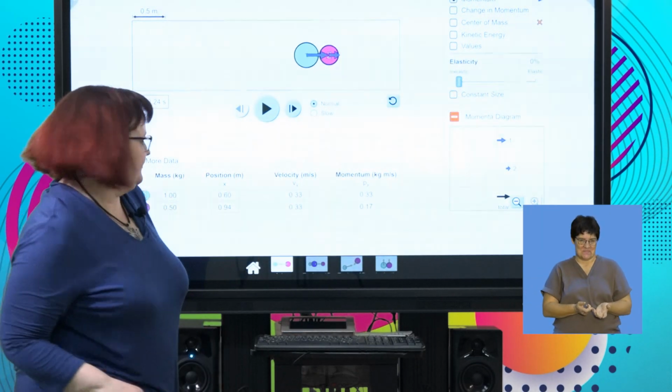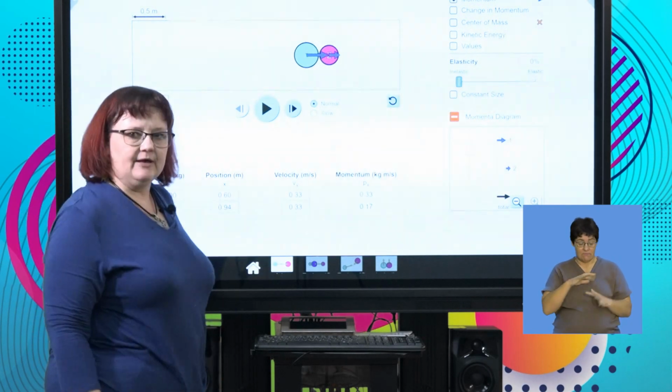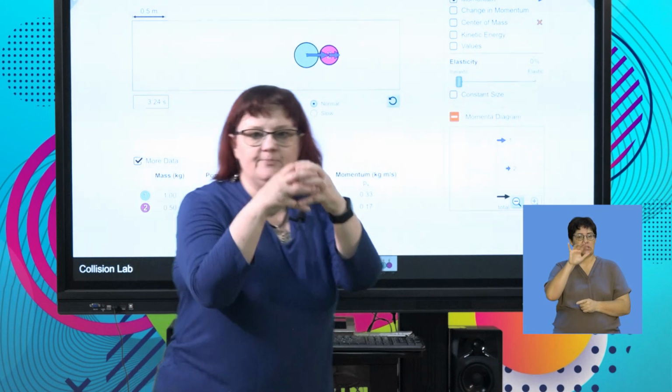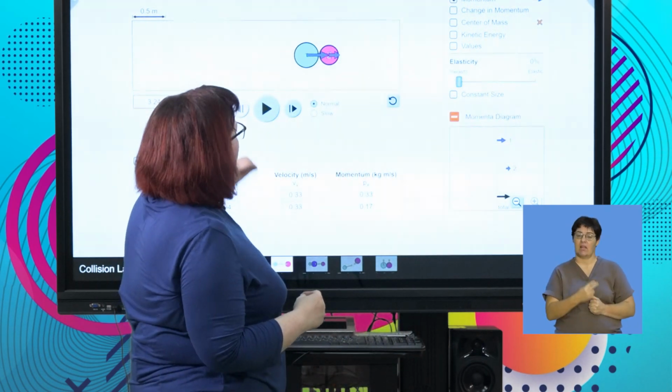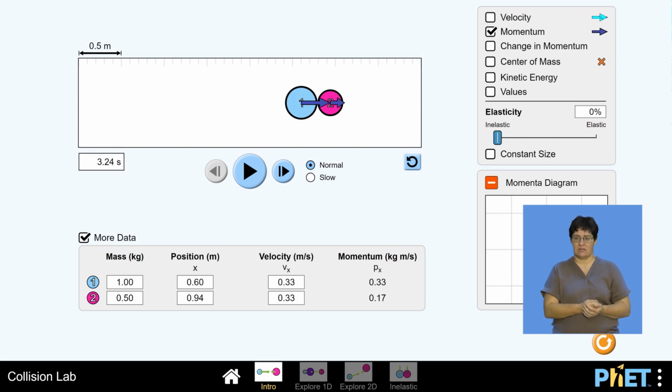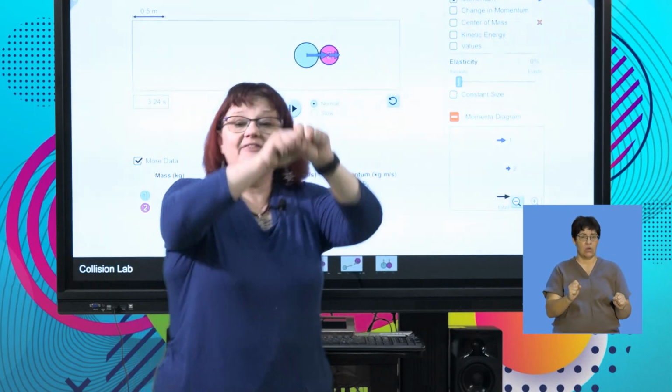I also need you to see something. When they stick together, they both end up with the same velocity. They're one object. I can't have them stick together and then you tell me the first one's going at this velocity and the second one's going at that velocity, but they're not the same. Not physically possible. They have to stay together. Unfortunately, this particular simulation doesn't allow me to do an explosion. With an explosion, they start as one object and then move away from each other. They have to move in opposite directions. It's not possible for them to move in the same direction.